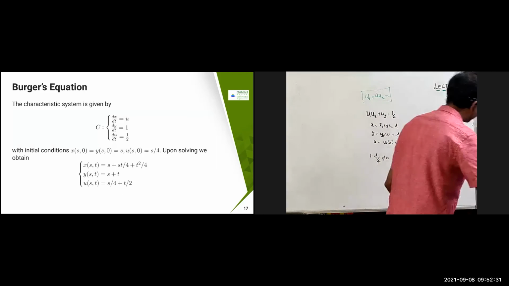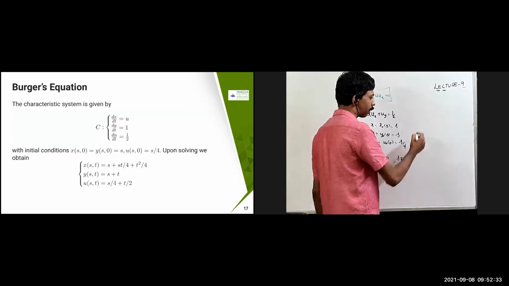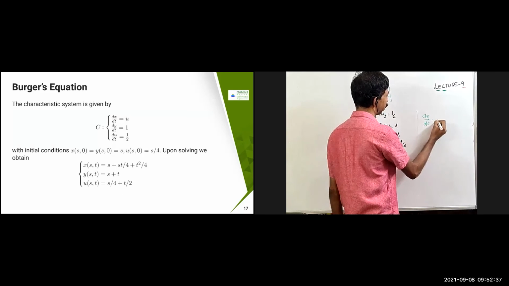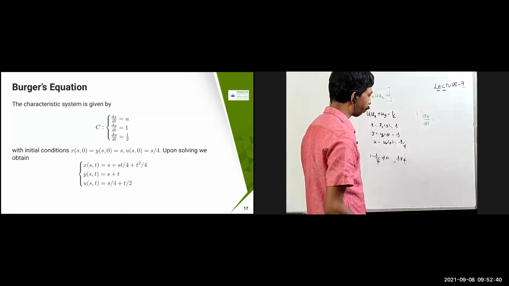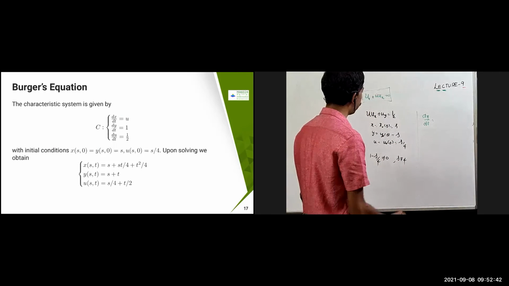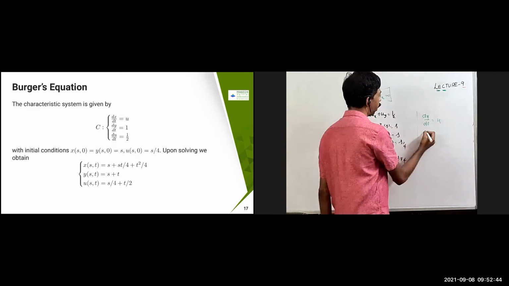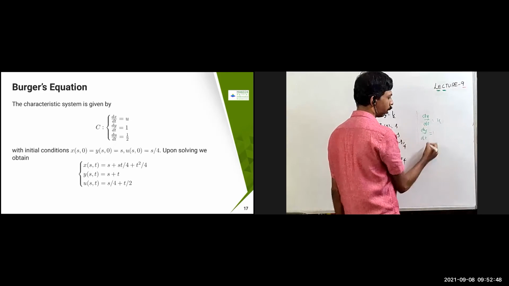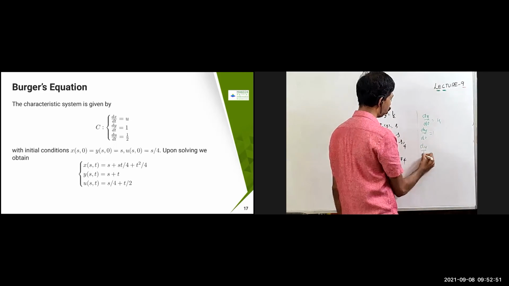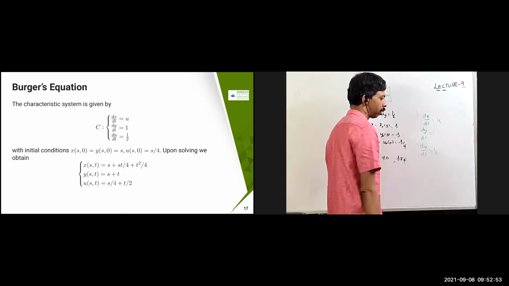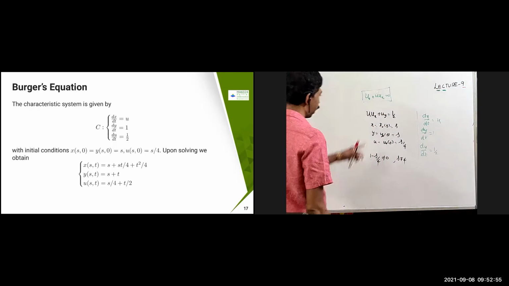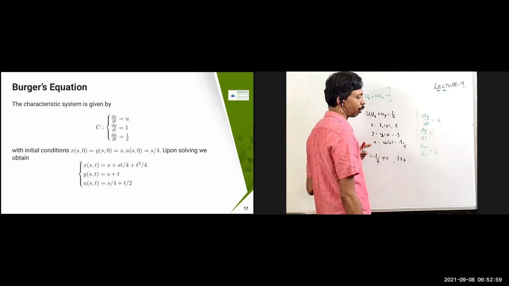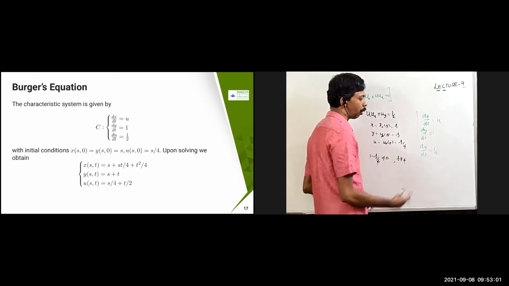Now, what is the characteristic system for this problem? The characteristic system is dx by dt equals u, dy by dt equals 1, and du by dt equals 1 by 2. The initial conditions are x of s comma 0 and y of s comma 0 equal to 0, and u of s comma 0 equal to s by 4. So now you can solve this problem.